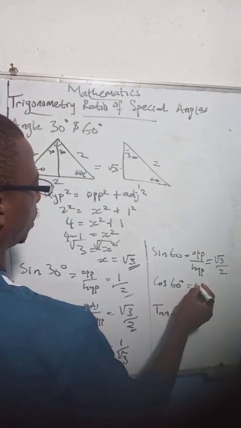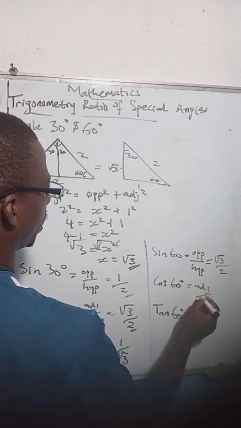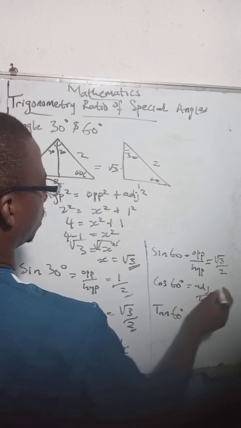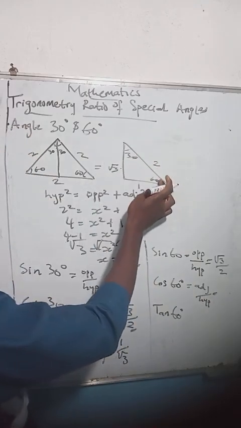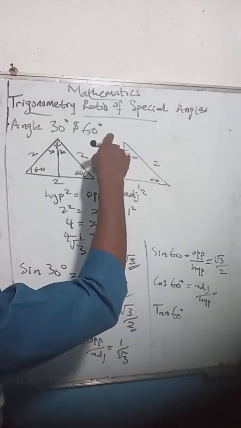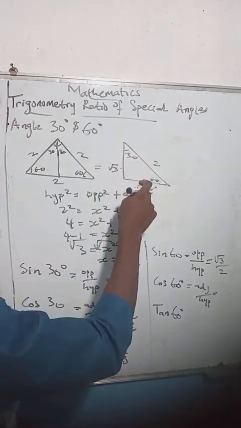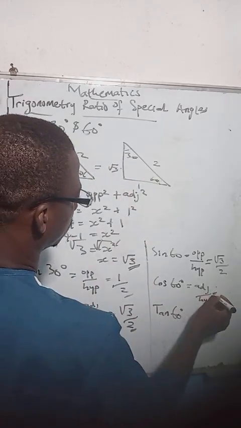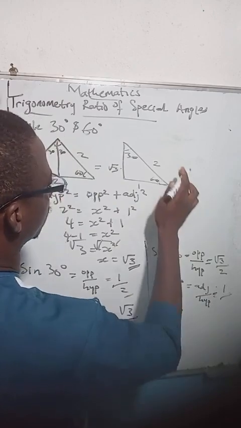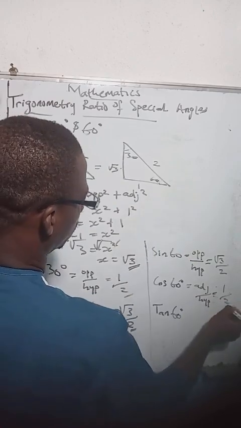Cos is adjacent over hypotenuse. The adjacent of 60, as this is the opposite, thus this other part becomes the adjacent. It will be 1 over hypotenuse, that is 2.